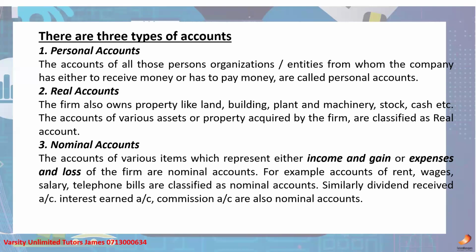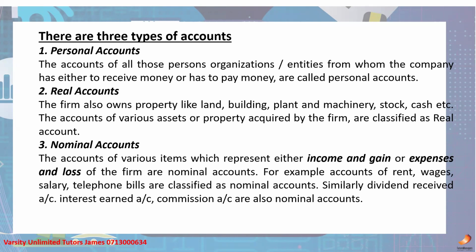Then number two, there are real accounts. Real accounts are accounts for our assets. We've got land, buildings, plant and machinery, stock, cash, and whatever. Those we record under what we call real accounts. Now, personal accounts and real accounts are what usually give us the balance sheet. So for personal accounts, we don't go in the balance sheet and say Donald, James, and whatnot. We summarize them together and say the total number of people that we owe money to, and we call them creditors. It's personal accounts that have been summarized into one.